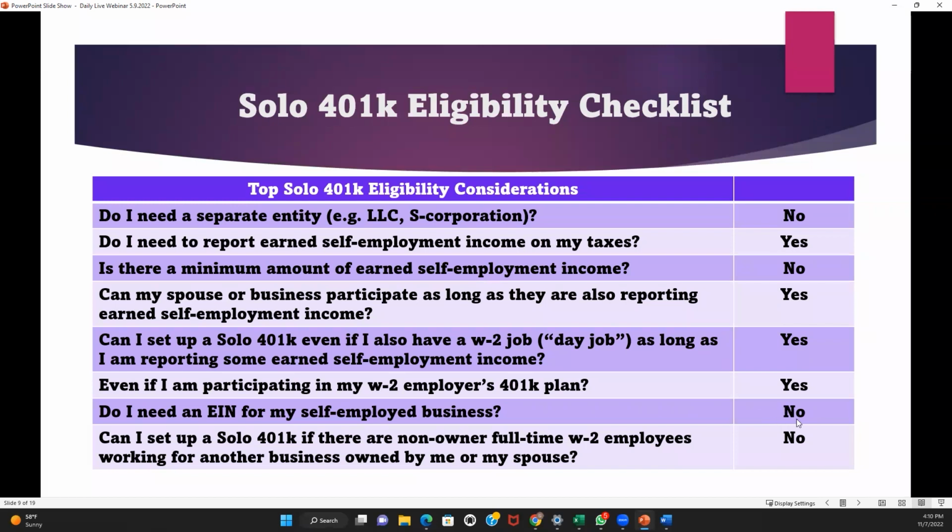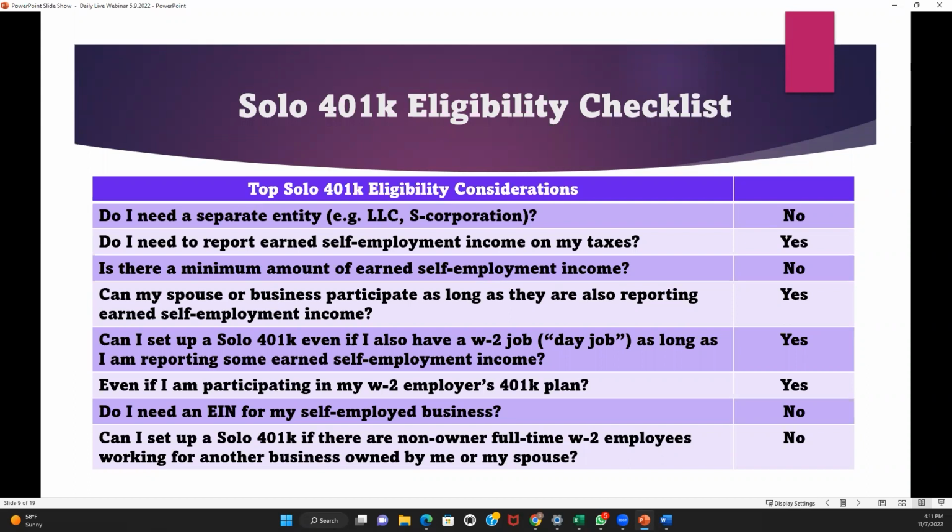The answer is no. So that's one of the differences between the discount basic solo 401k offered by the discount brokerages, like say Fidelity or Schwab or TD Ameritrade, where they generally require that a self-employed person use an EIN for their business to set up the solo 401k. Whereas with our plan, we obtain an EIN specifically for the plan, which meets the IRS expectation. The IRS expectation is that a separate EIN is obtained for the plan.